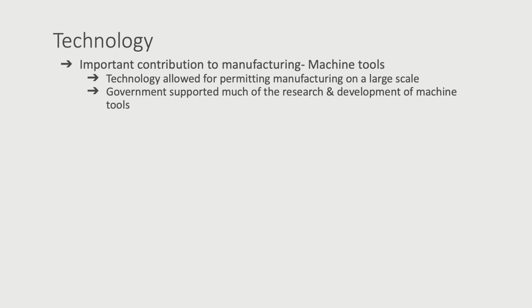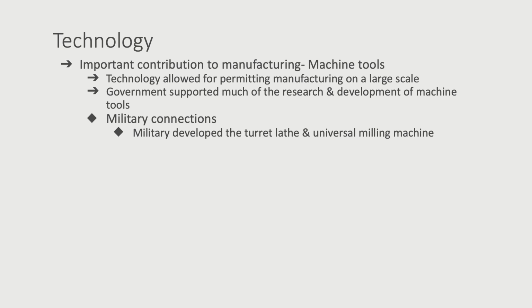Now, the government would support a lot of this research and the development of machine tools for their military, because with this, the military connection with machine tools is the turret lathe and the universal milling machines are created. So this not only has an impact on the commercial industrial side of the U.S., it also helps with the military industrial side.